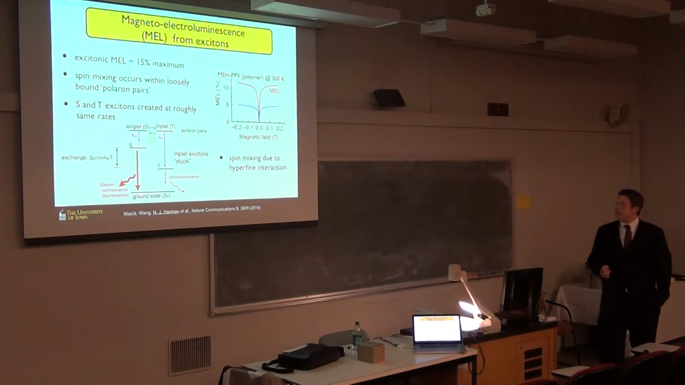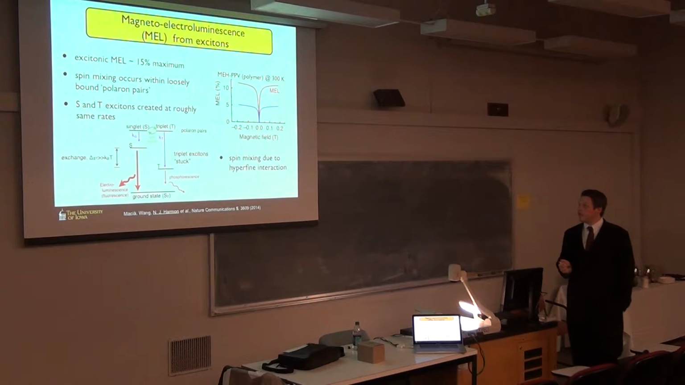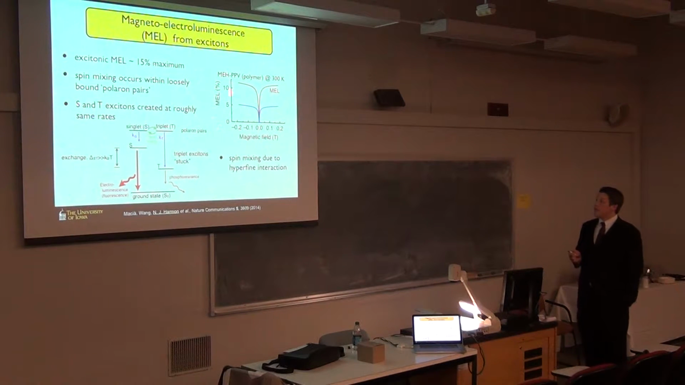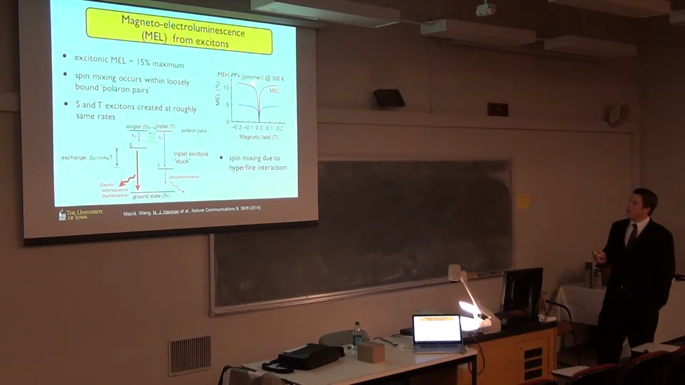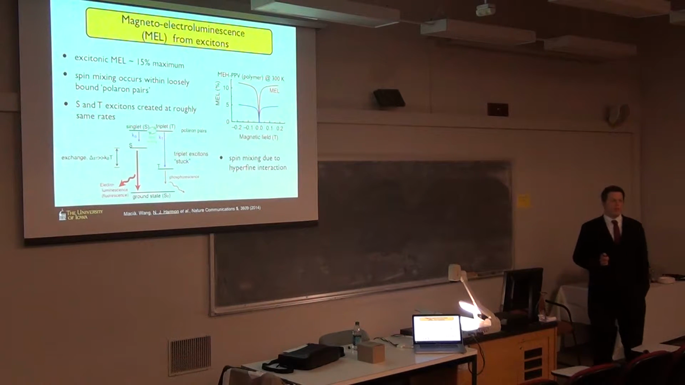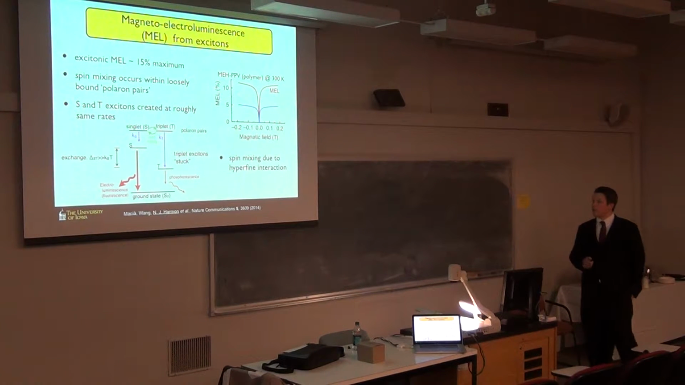So in these excitonic systems, in these OLEDs, you can apply a magnetic field. And that's what we're showing here. This is the magneto-electroluminescence, or MEL, versus magnetic field. And we can see percentage changes of about 15% or so. That's about the largest we've seen in what I'm going to call excitonic materials, where we're forming excitons in the organic semiconductor.